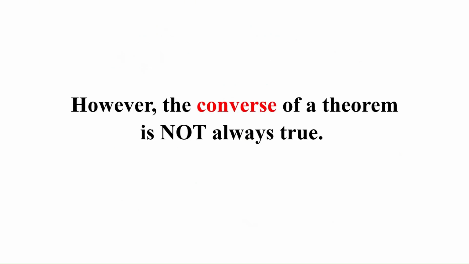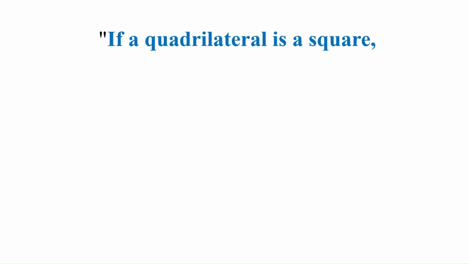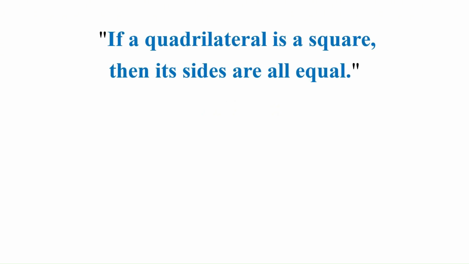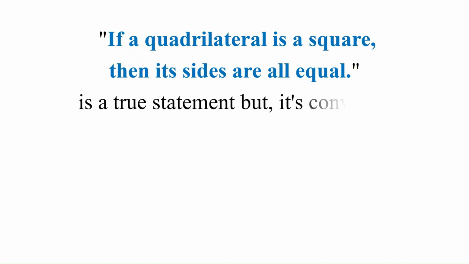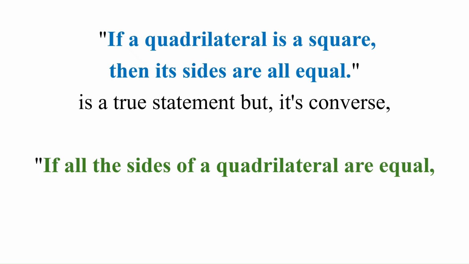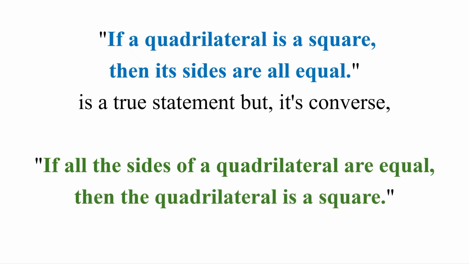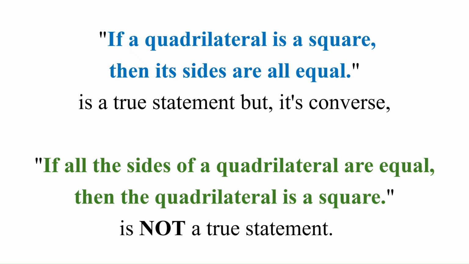However, the converse of a theorem is not always true. Let us look at an example. If a quadrilateral is a square, then all its sides are equal. This is a true statement, but its converse, if all the sides of a quadrilateral are equal, then the quadrilateral is a square, is obviously not true. Just think of a rhombus.